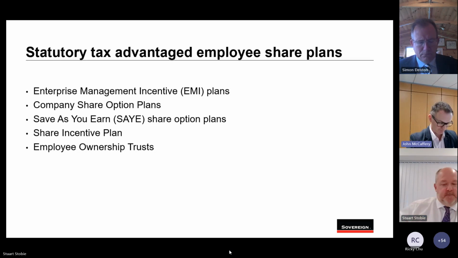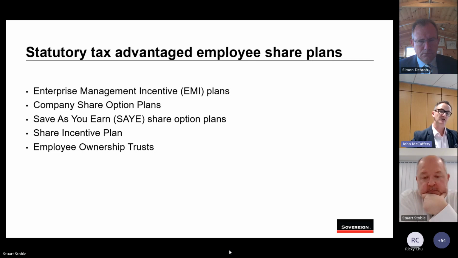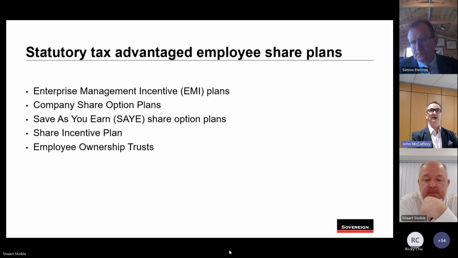How that works is that the company effectively makes contributions to the trust. Now, the company can either use its own cash reserves, or again, the company can borrow, and make contributions to the trust. Those contributions are not tax deductible in the company. And also, they are deemed to be a dividend.